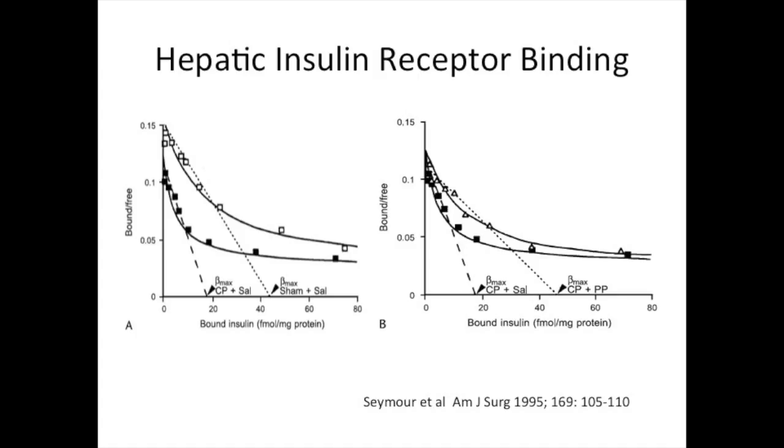So this implied that the deficiency in PP had something to do with insulin action, and Neil went on in a number of studies using a rodent model to look at hepatic insulin receptor binding and showed that chronic pancreatitis was associated with fewer available insulin receptors on hepatocytes, and when animals with chronic pancreatitis were treated with pancreatic polypeptide, that deficient number of available insulin receptors was restored back to normal. So it implied that PP deficiency had something to do with the number of available insulin receptors, and that was a likely mechanism for this loss of hepatic insulin sensitivity.